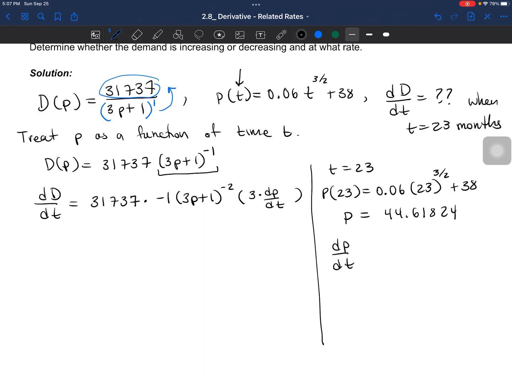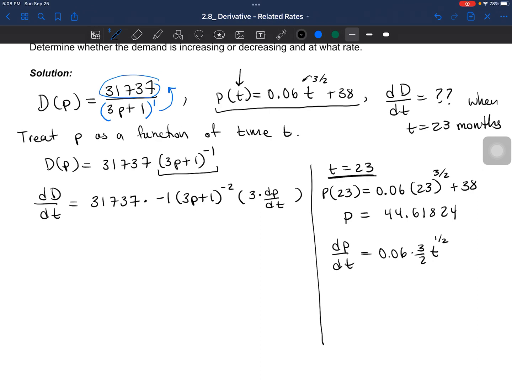Now we need to find what is the corresponding dP/dt. What that means, we're going to have to take the derivative of this with respect to time. So let's go ahead and do that, right? The derivative of this with respect to time. Well, it will be 0.06 times the derivative of t to the 3 halves. For that we use the power rule. Bring down the power, leave the t as it is, and subtract 1, right? So 3 halves minus 1 is 1 half, plus the derivative of 38, which is a constant, so the derivative will be 0, so we're not going to write it out.